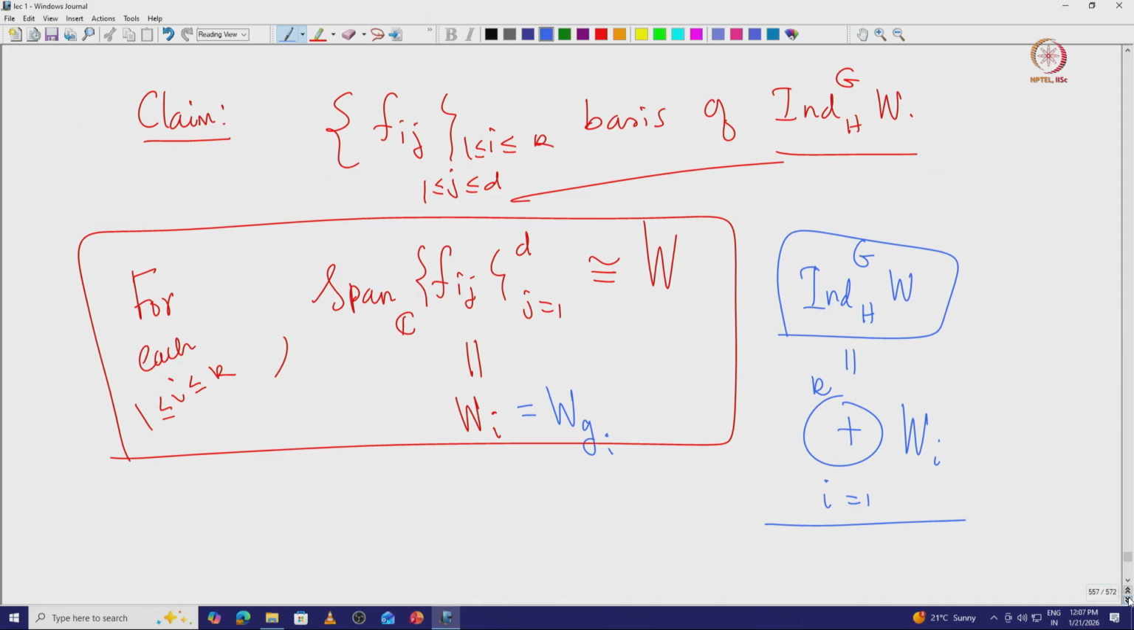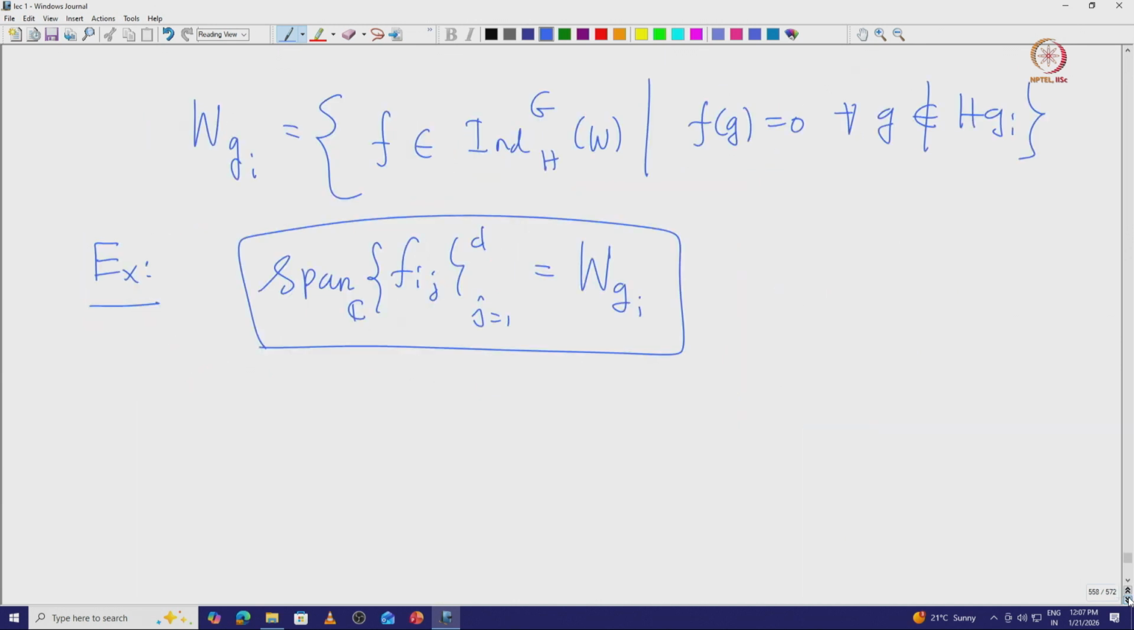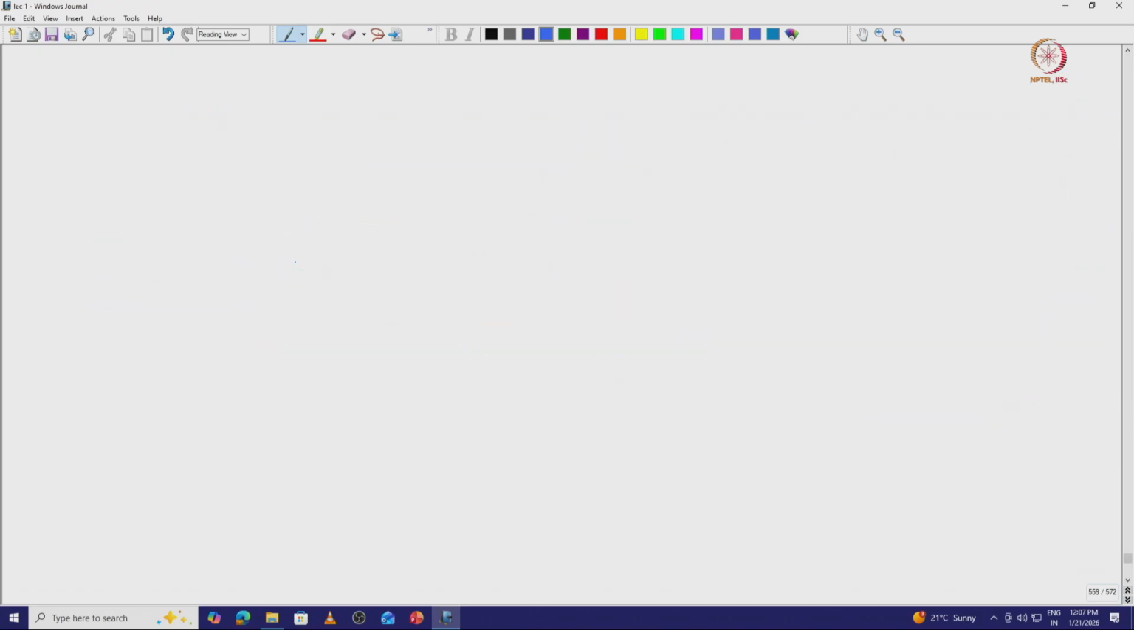Okay, so let us prove directly that the f_ij form a basis, and then from that these statements will become very clear. To prove they are a basis, we need to prove two things: they are linearly independent, and they span any element of this induced space. Let us first check linear independence, which is very simple. Let us say we have a relation, sum of c_ij f_ij equal to 0.